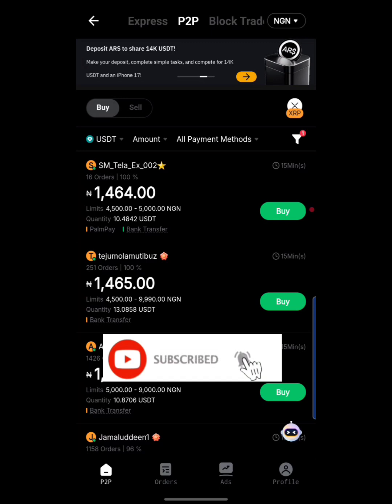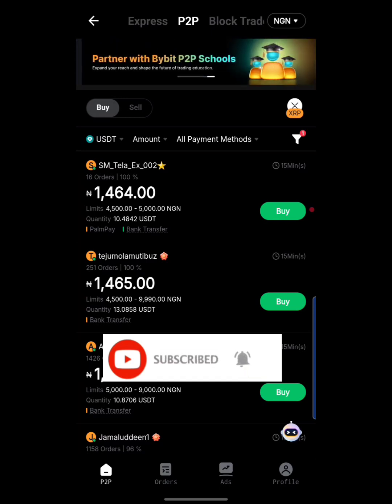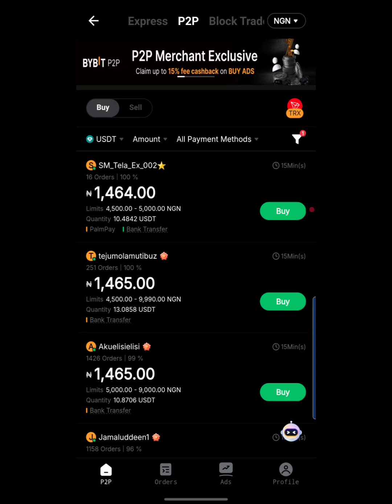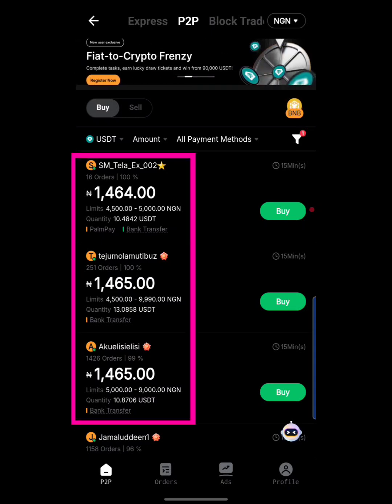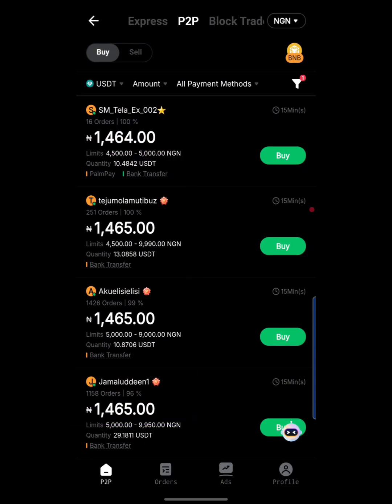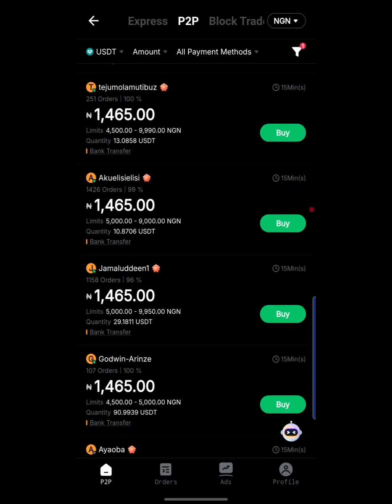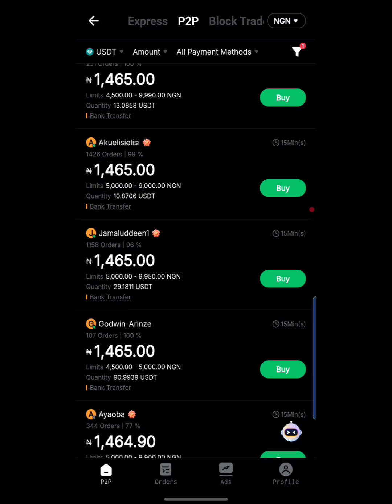All right, so when you know what the buy side is and what the sell side is, the next step is knowing how to place your ad, and as well knowing the rates you see right here. As you can see, these guys are giving up USDT for the sum of 1,464. This guy is selling for 1,464. This guy is selling for 1,465. This guy is selling for 1,465 as well.